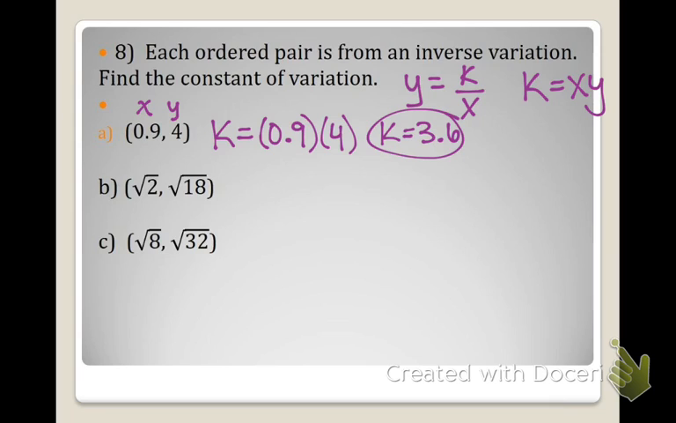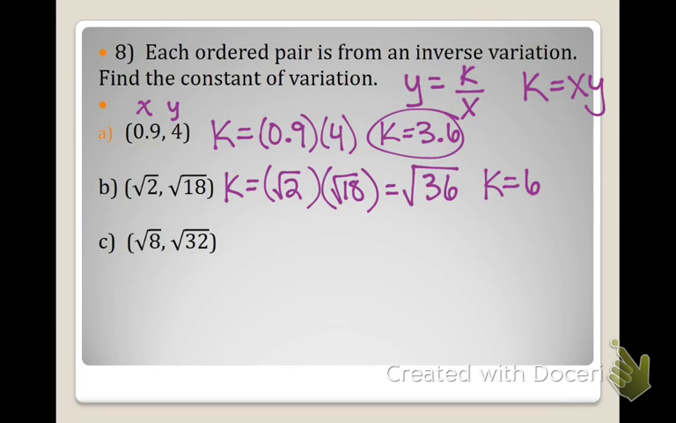Now, it gets a little bit trickier on parts B and C because they threw in radicals. But really, it's no different. K is equal to what times what? Square root of 2 times square root of 18. When we multiply square roots together, we can multiply those numbers together and keep them under a radical. So it would be the square root of 36. Lucky for us, we can take the square root of 36 and we end up with 6. So k equals 6 for letter B. Questions about letter B?